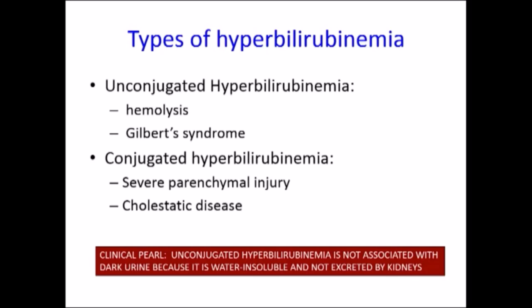But if they say, my urine's looking like Coca-Cola, then you know that you're dealing with a liver injury. It's either parenchymal or cholestatic. It's conjugated bilirubinemia.